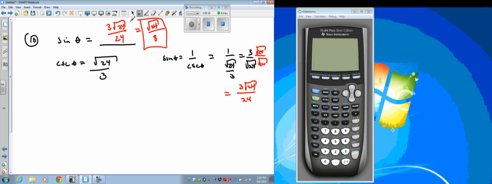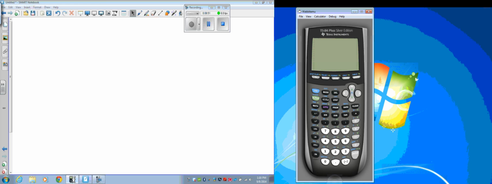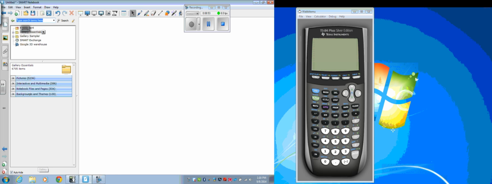Now, the next group of problems, 19 through 30, says determine the signs. That is, determine whether it's positive or negative, the trigonometric functions of the angle in standard position. So I'm going to try to just do this all in one.